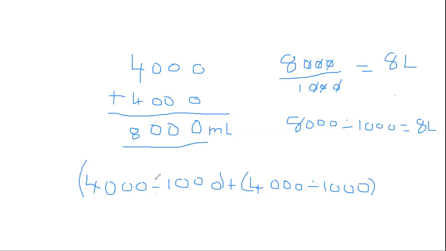4,000 divided by 1,000 is equal to 4. Plus 4,000 divided by 1,000 is equal to 4. Then you'd have 4 plus 4 is equal to 8. Those are the two ways in which you could have done this question. And your final answer would have been 8 liters. Simple as that.